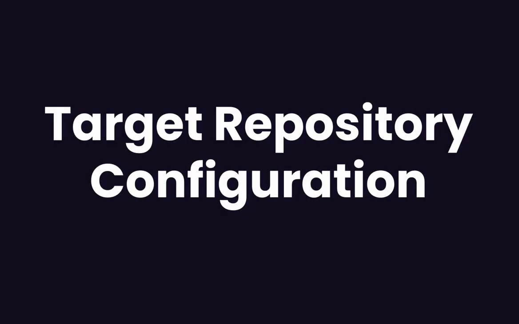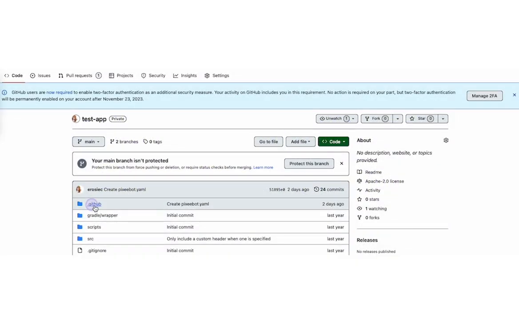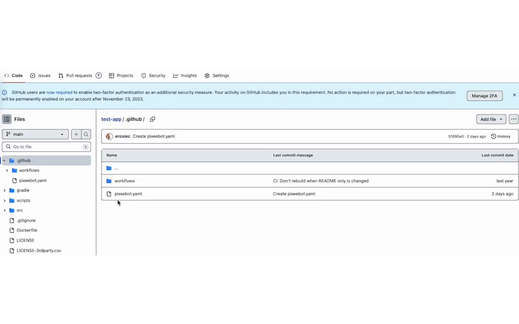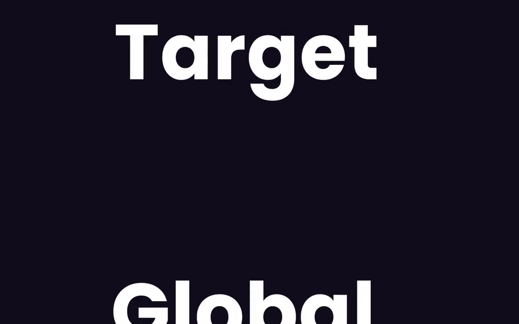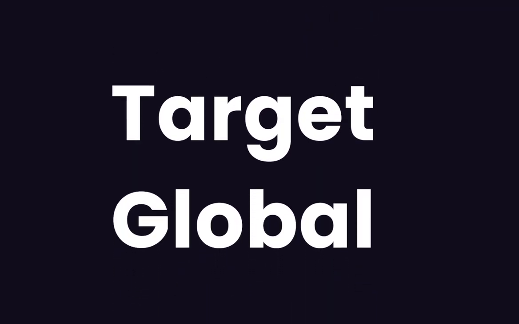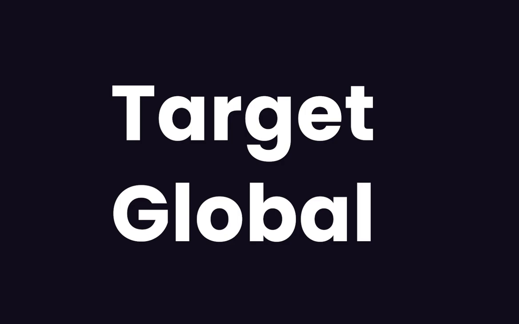If you want to target an individual repository with specific configuration settings, place your PixieBot YAML in the repository's .github directory. Target repository configuration will take precedence over global repository configuration.